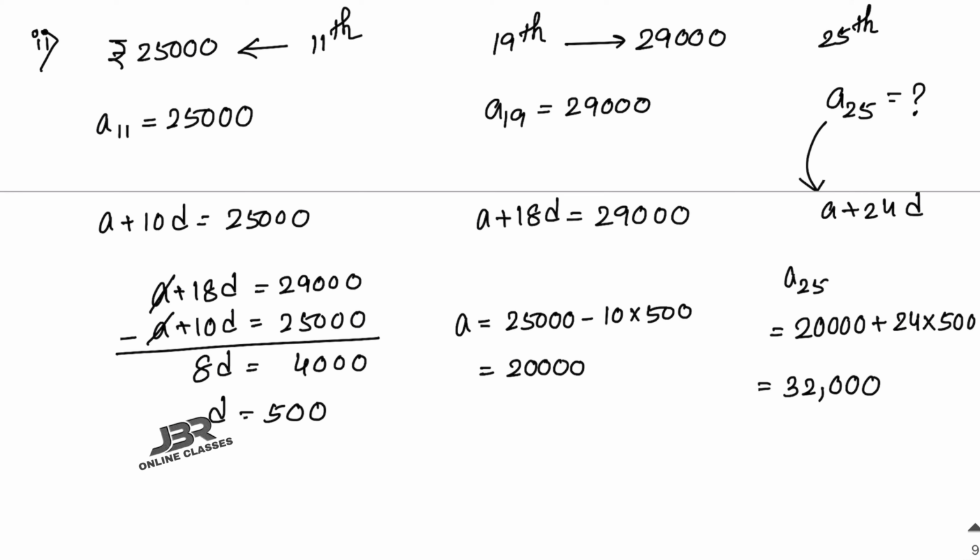Now you have to find out what will be the monthly pension. The monthly pension is half of the salary. So the pension amount will be half of that, that means 16,000, because half of 32,000 is 16,000. That is your answer.